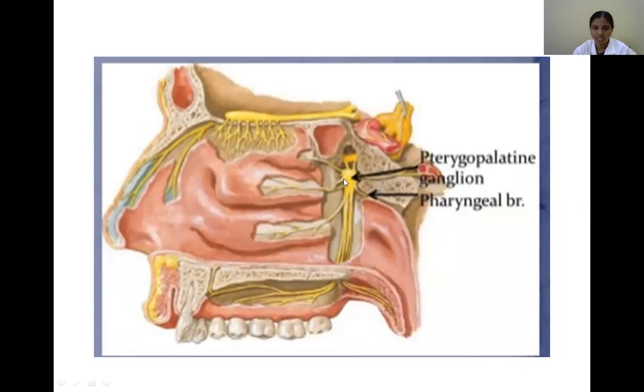Then here you see a ganglion present in the fossa. This is the pterygopalatine fossa. The pterygopalatine fossa contains a ganglion which is suspended by the maxillary nerve by two roots. The maxillary nerve gives off one branch here that passes without interruption, and it gives a branch. This is the pharyngeal branch supplying the nasopharynx. So the nasopharynx is supplied by the pharyngeal branch from the pterygopalatine ganglion, and in turn this branch comes from the maxillary nerve.